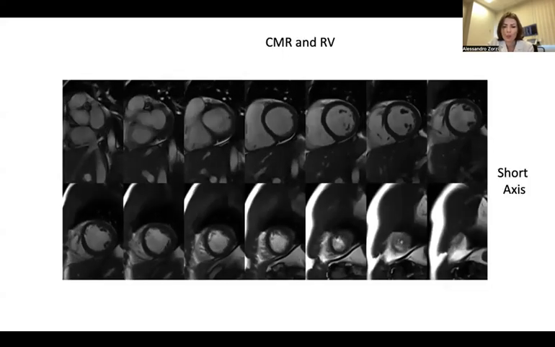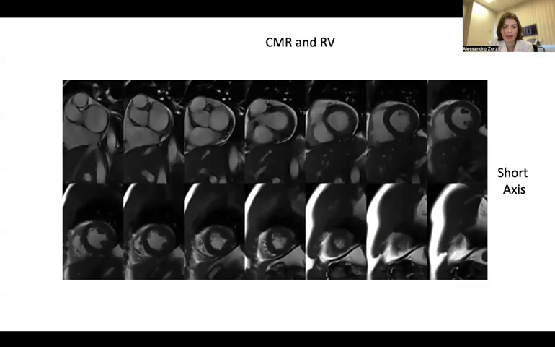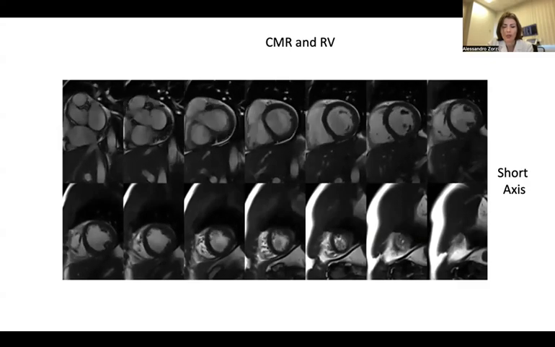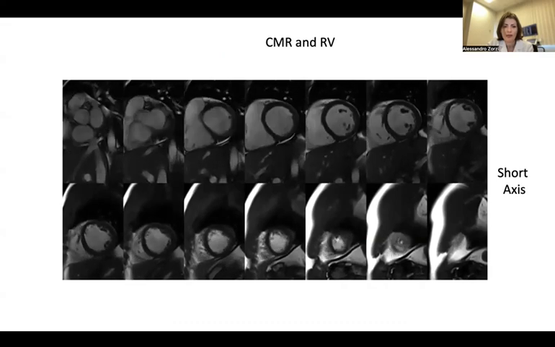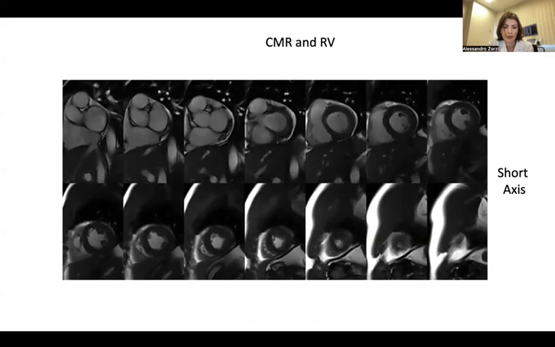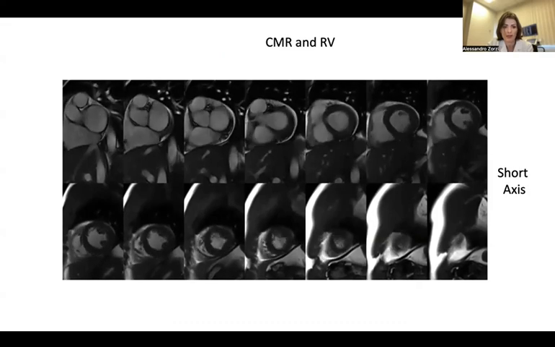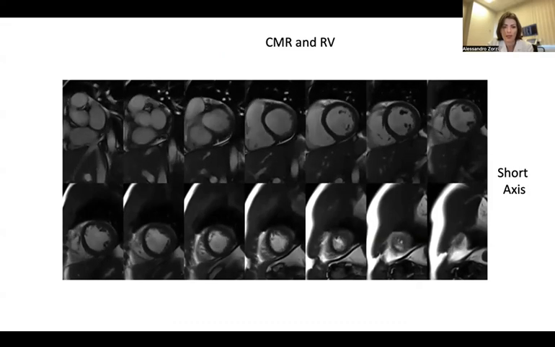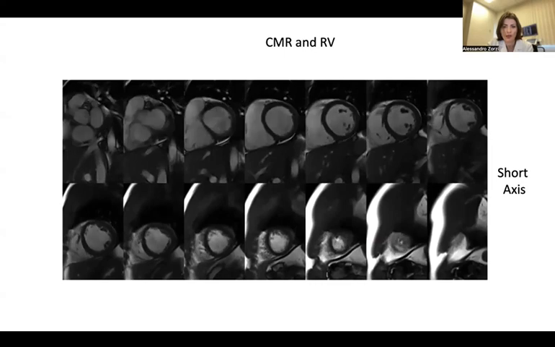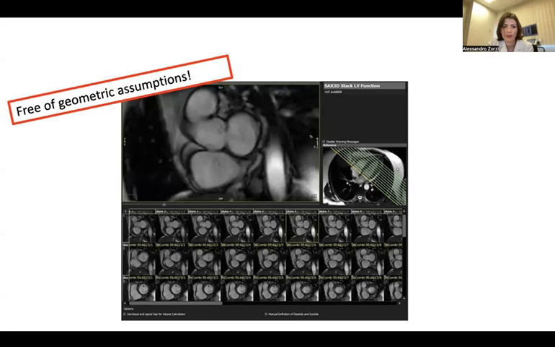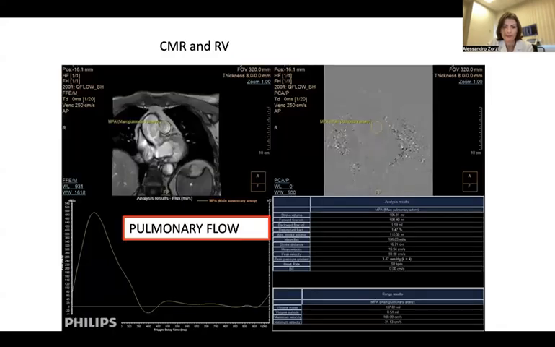So why is MRI helpful? MRI is helpful because, instead of echo, you can have a wonderful geometrical assessment of the right ventricle. As you can see in those short axes, you can cover the full ventricle perfectly. And there are no geometric assumptions like in ultrasound. When you go to measure your volume and function, there are no geometric assumptions.